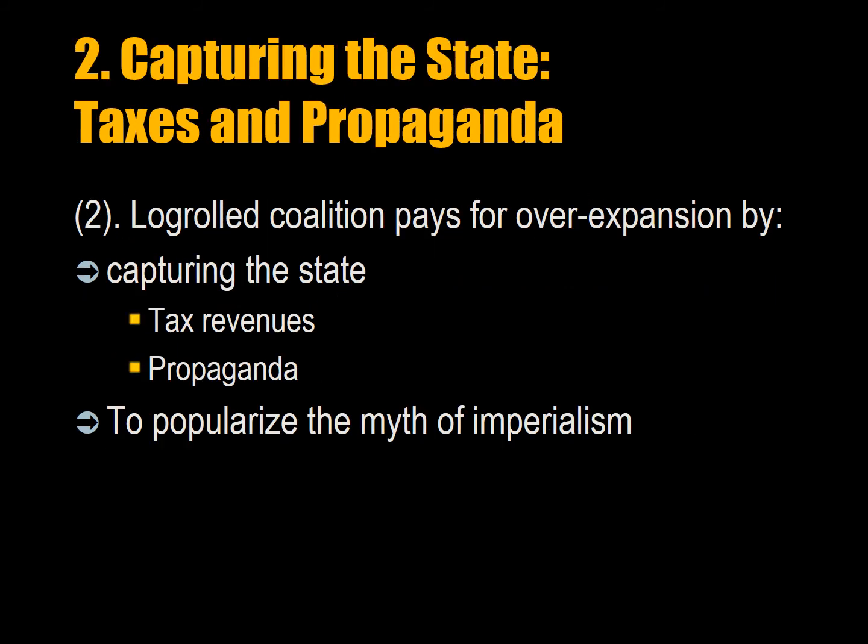2. This log-rolled coalition pays for overexpansion by capturing the state and using the tax revenues from the state. It also uses the state's control over information to obtain a monopoly of information, and through propaganda to popularize the 3 aforementioned myths of imperialism, which then permit the expansion of the state.